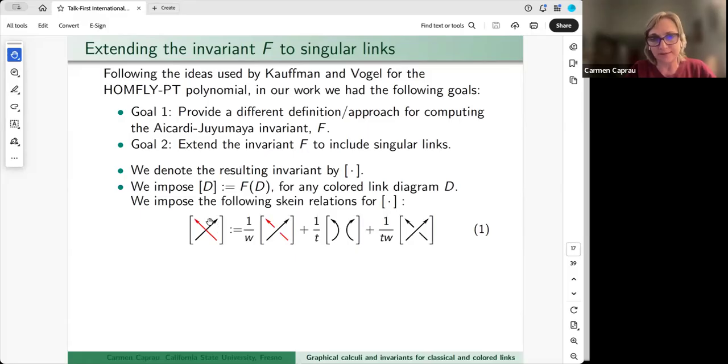But then we need to say what we'll do with the singular crossing. So we impose this scaling relation. So we take a singular crossing. And on the right-hand side, notice that we don't have singular crossings anymore. We have classical crossings and no crossing at all. And we know what to do with these quantities because this is an extension of the invariant f, and we know how f behaves if you have just classical crossings. Okay. But again, you can ask, okay, why necessarily positive crossings there?